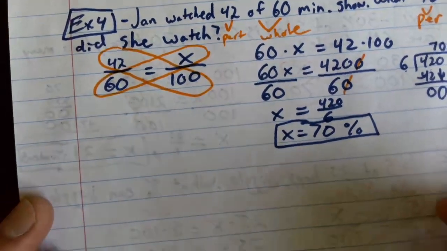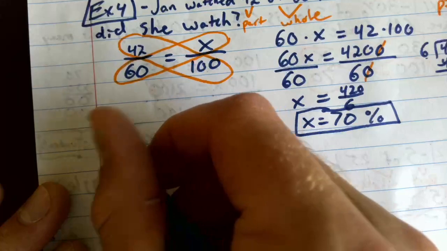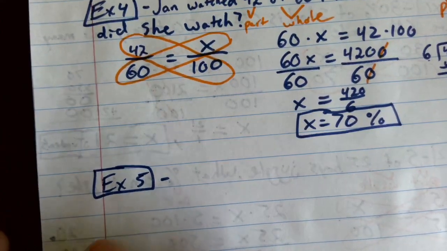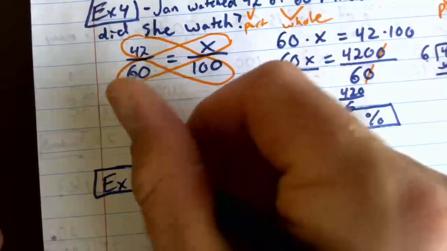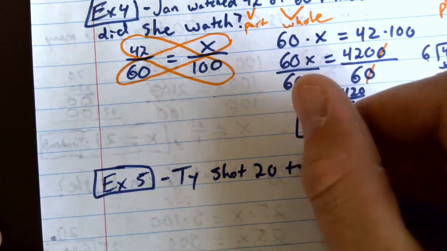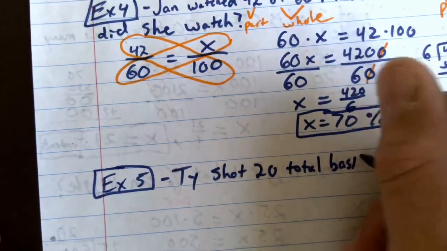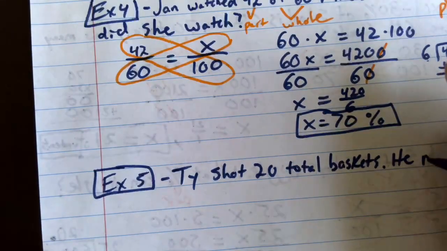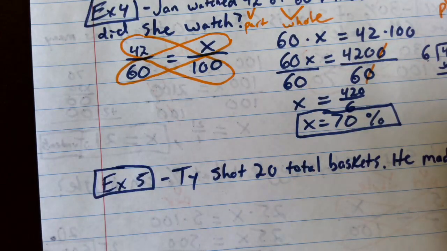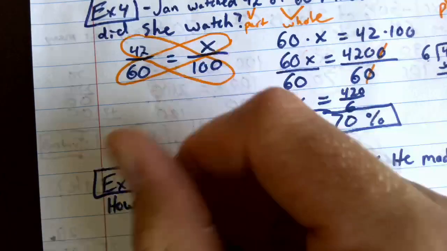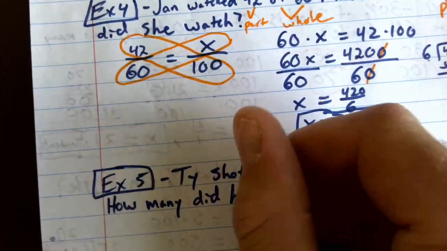All right, go and try examples 5 and 6 on your own. Example 5 says, Ty shot 20 total baskets in basketball. He made 70%. He's pretty good. He made 70% of his shots. How many shots did he make?